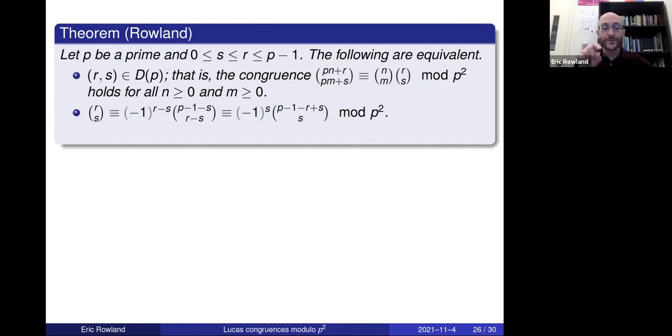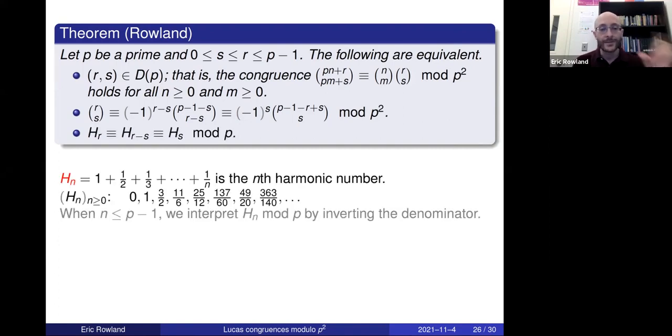Right. So for the Apéry numbers, it was a reflection symmetry: when the reflection symmetry holds mod p squared, that's when you get a Lucas type congruence mod p squared. And here it's a rotational symmetry: when the rotational symmetry holds modulo p squared, you also get a Lucas congruence modulo p squared. And the way I was able to prove that these two are equivalent was by adding a third statement involving harmonic numbers.